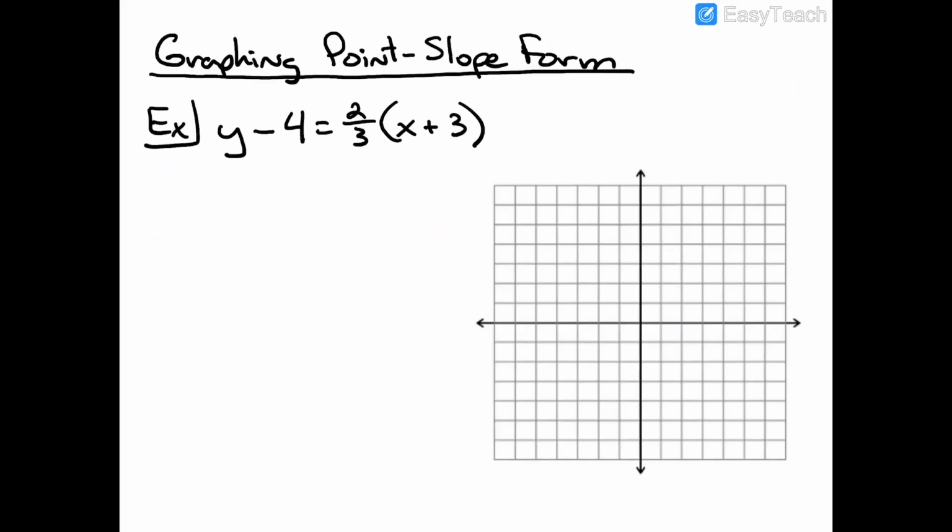In this video, I'm going to be doing 3 examples of graphing an equation in point-slope form. For the first example, we're looking at y minus 4 is equal to 2/3 times the quantity x plus 3.